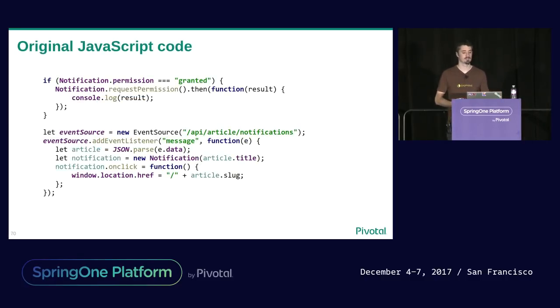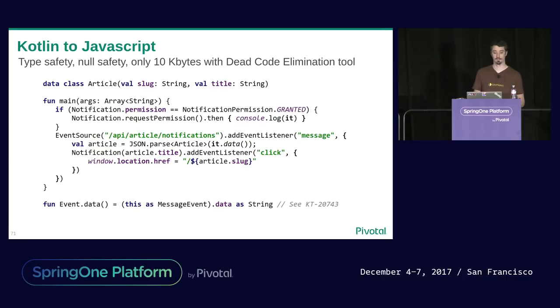So if we take this example, this is regular JavaScript code that is using the browser notification API to show you a little notification, hey, there is a new blog post. You can write it in Kotlin. You will gain all the nice features from the language, so null safety, type safety. The Kotlin syntax looks a little bit like TypeScript.